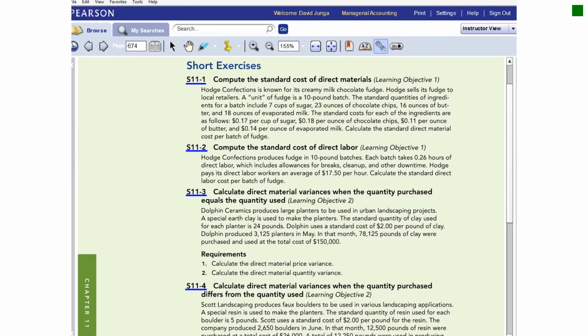Now, the same thing on 11-2 to get the standard cost of direct labor. Again, they produce fudge, the same information as 10-pound batches. Here's the key: each batch takes 0.26 hours of direct labor time, and this allows for all sorts of downtime and cleanup. They pay about $17.50 per hour. The standard labor cost will simply be to take that 0.26 and multiply it by the standard labor rate of $17.50. That's going to give you your standard labor cost.